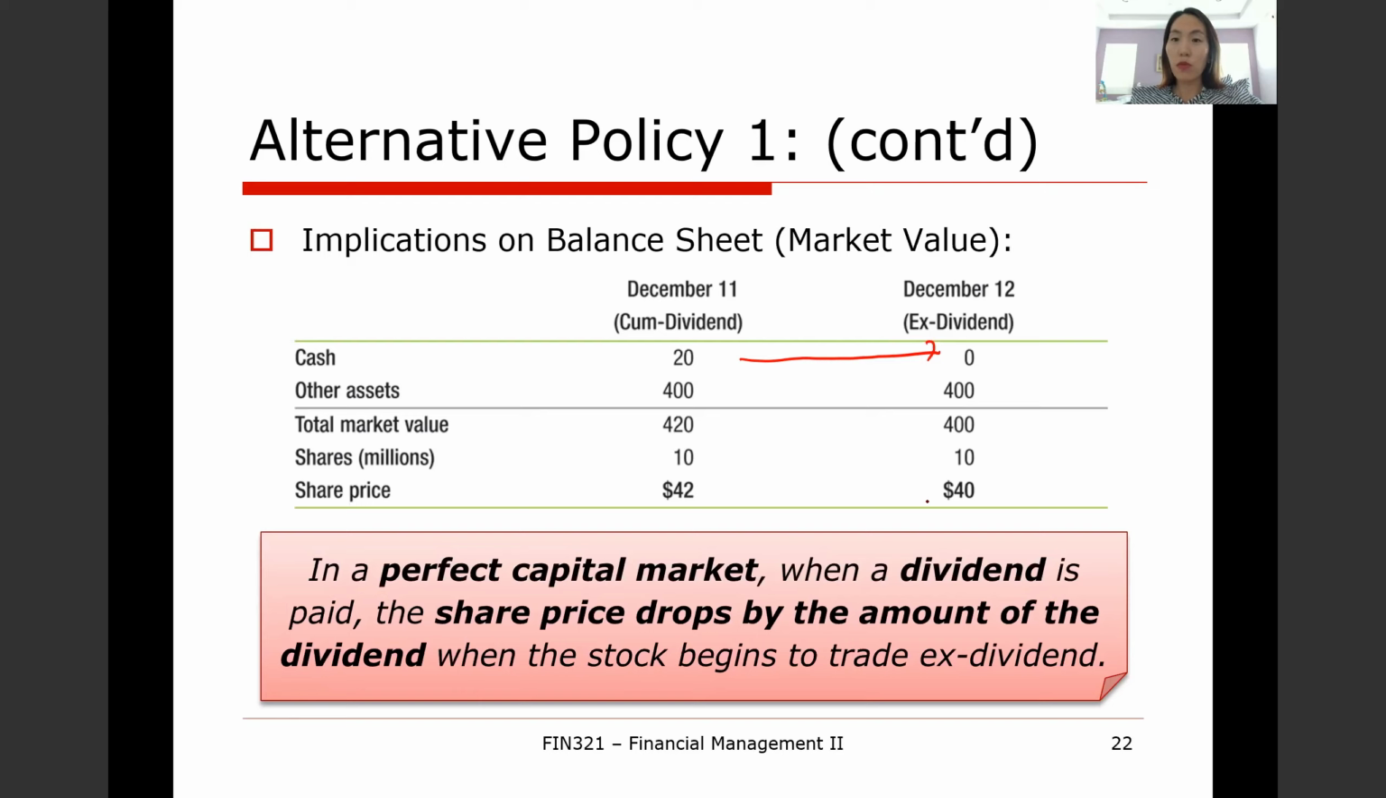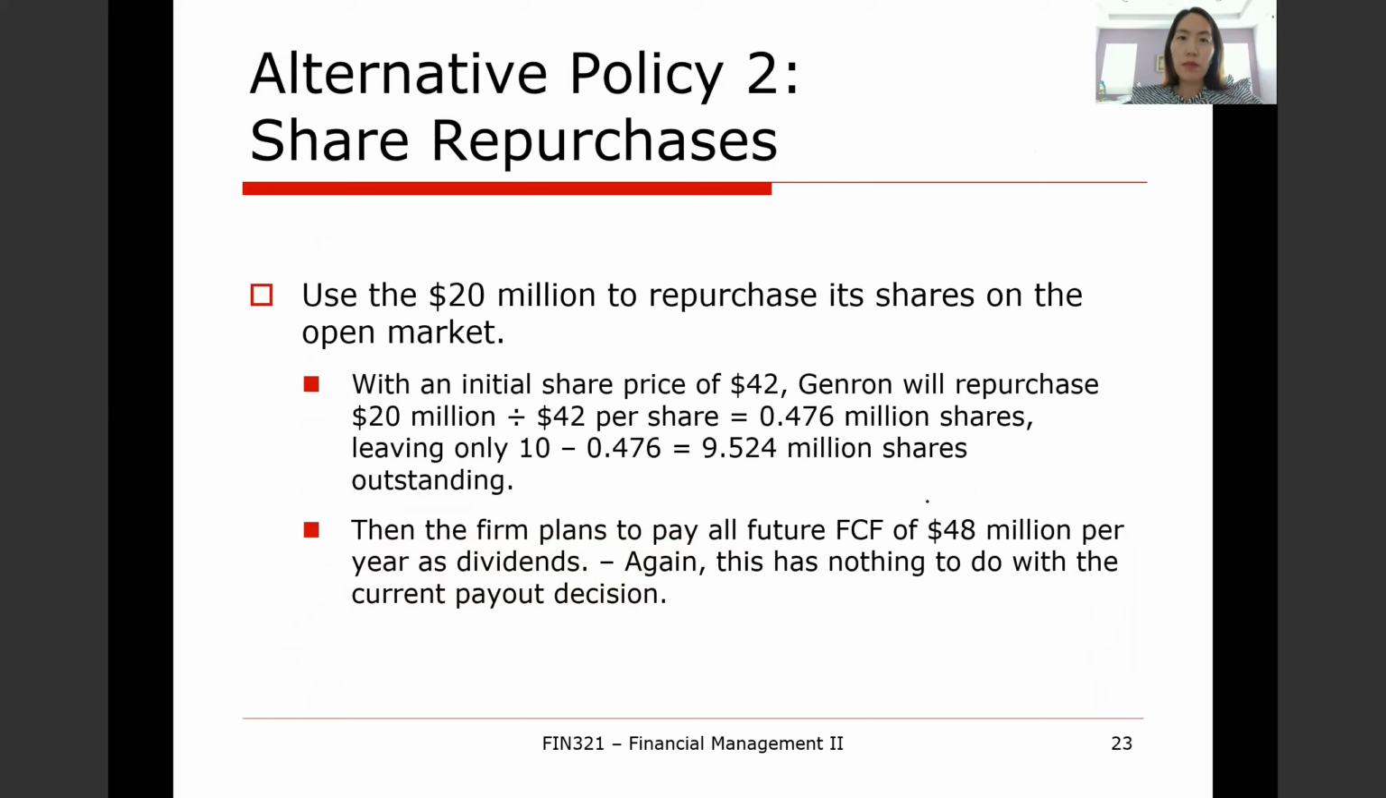We are not making a judgment whether this is good or bad, but this is just a fact. Just keep that fact in mind, and then let's move on to the second alternative policy. In the second alternative policy, the firm is going to use $20 million excess cash to buy back its own shares instead of paying it out to shareholders as cash dividend.